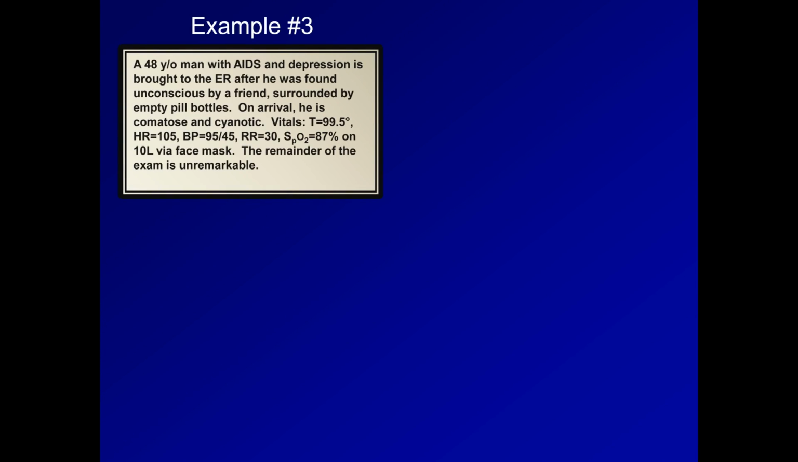Our third and final example. A 48-year-old man with AIDS and depression is brought to the ER after he was found unconscious by a friend, surrounded by empty pill bottles. On arrival, he is comatose and cyanotic. Vitals: temp 99.5, heart rate 105, BP 95/45, respiratory rate 30, O2 sat via pulse ox 87% on 10 liters of oxygen via face mask. The remainder of the exam is normal.